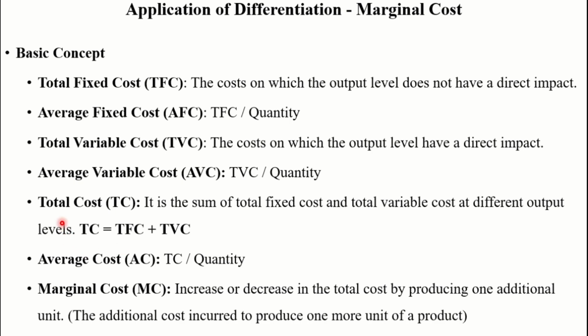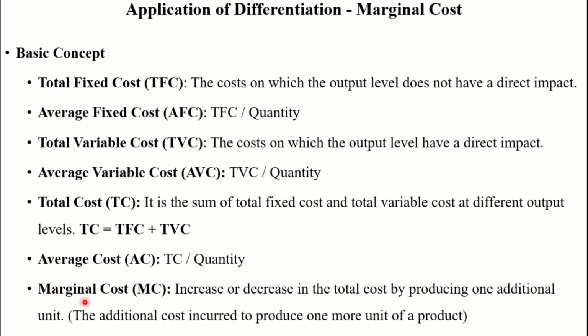Total cost is nothing but the sum of the total fixed cost and total variable cost at different output levels. Total cost is equal to total fixed cost plus total variable cost. Average cost is the total cost upon total quantity produced. Marginal cost. Okay, we are using differentiation for finding the marginal cost.